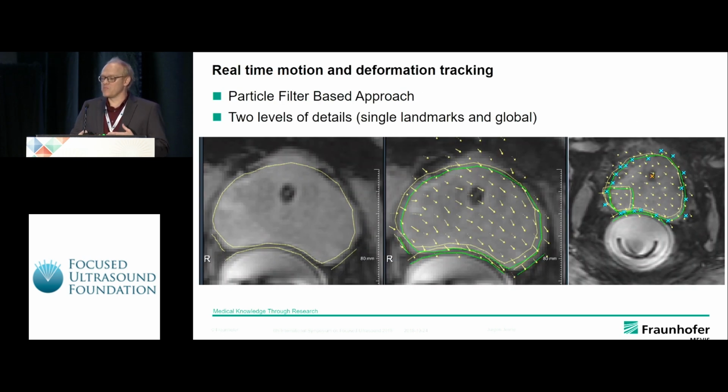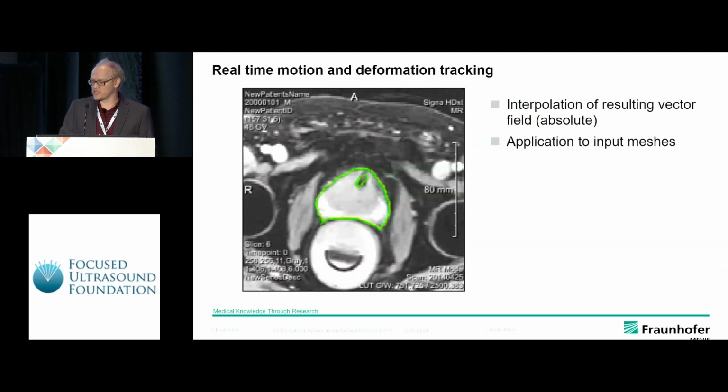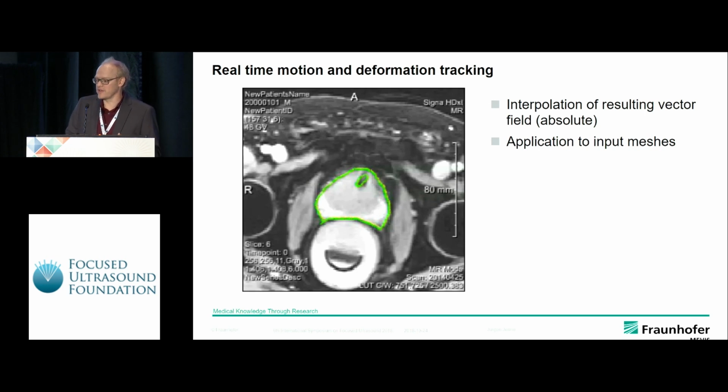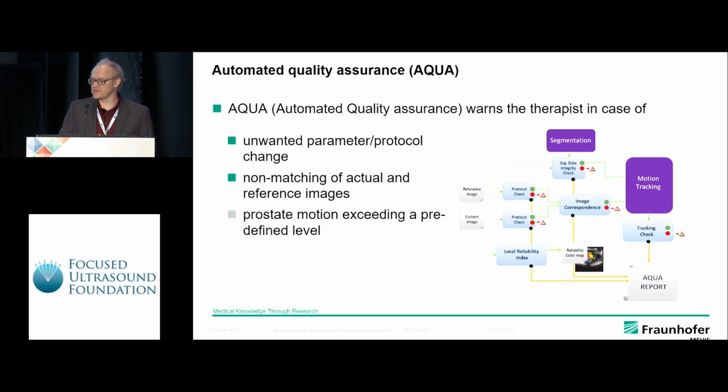And another important software tool, I think, is to detect the motion and the deformation of the prostate during the therapy. You can see it here, the motion vectors. We do this by a particle filter-based approach. We do this in two levels. We have a single or local landmark motion detection and a global motion correction. Here you can see an example of this motion during the therapy and the automatic correction.